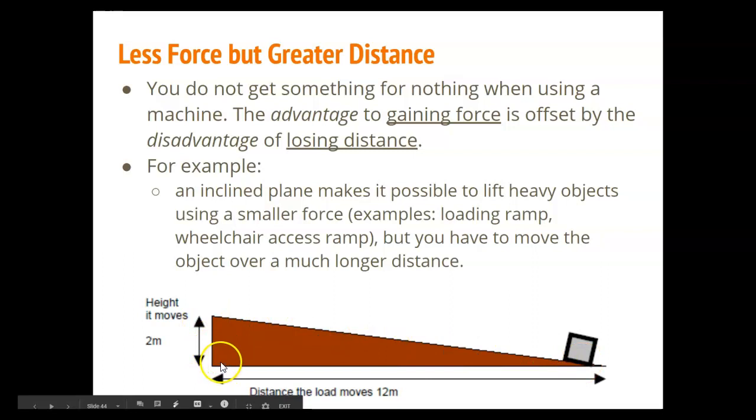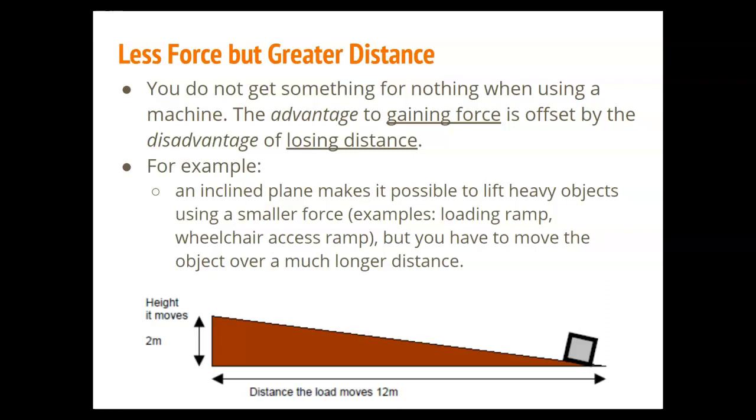If we were just to try to lift it from here to here, it would only have to move 2 meters. Okay. However, if we used an inclined plane, it's got to move a distance of 12 meters to get up to the top. We have enough force to push it up here, but we have to push it over a much greater distance to get it to where we want it to go. So that's the trade-off. Gaining force through a mechanical advantage means losing distance.